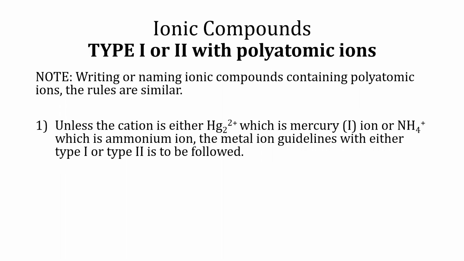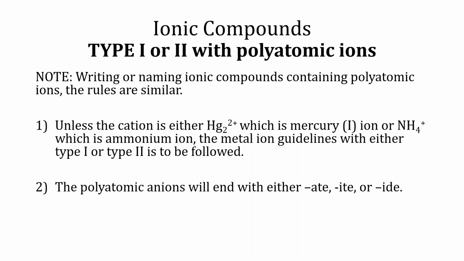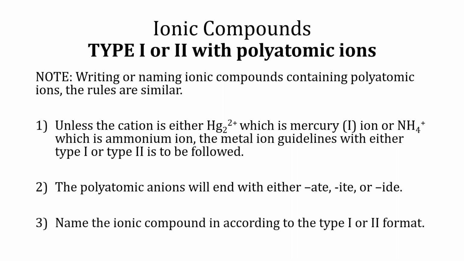What happens when naming ionic compounds involving polyatomic ions? Unless the cation is either Hg2 2+, which is mercury(II), or NH4+, which is ammonium ion, the metal ion's guideline with either type 1 or type 2 is to be followed. The polyatomic anions will end with either -ate, -ite, or -ide. Name the ionic compound in accordance to the type 1 or type 2 format.